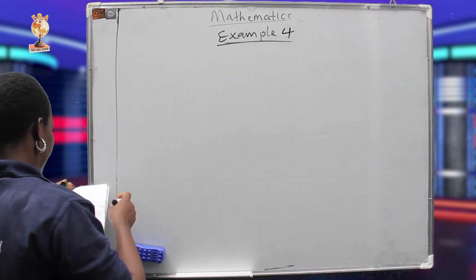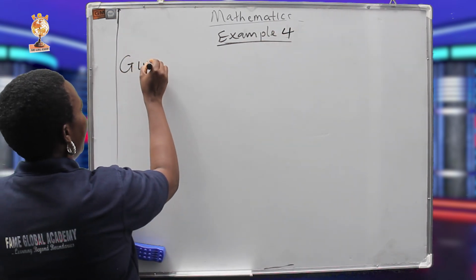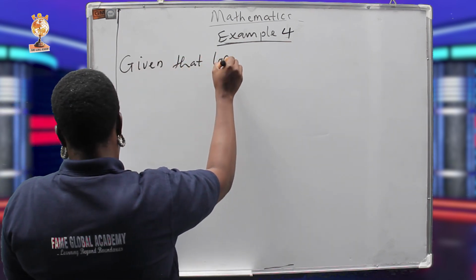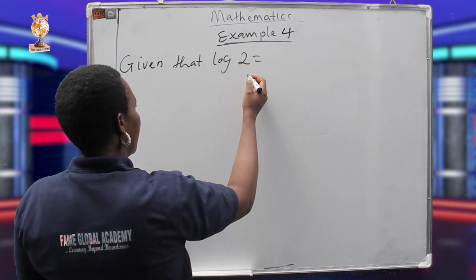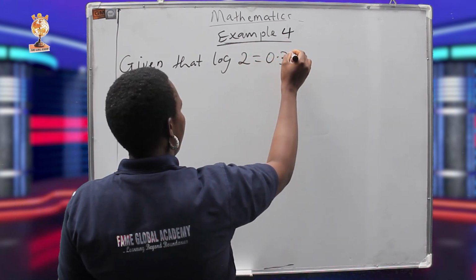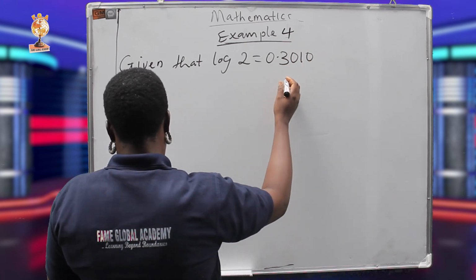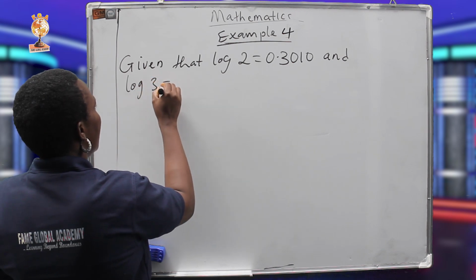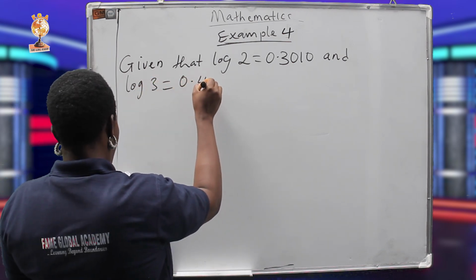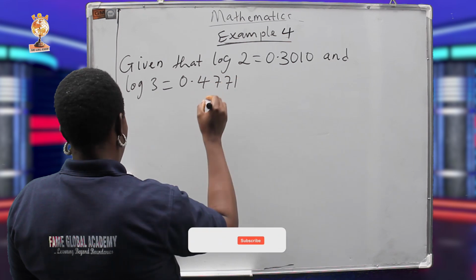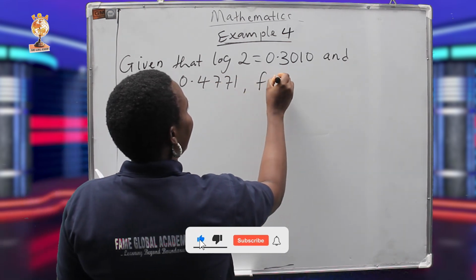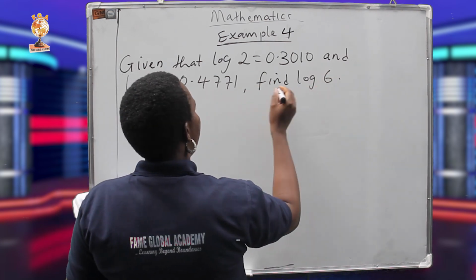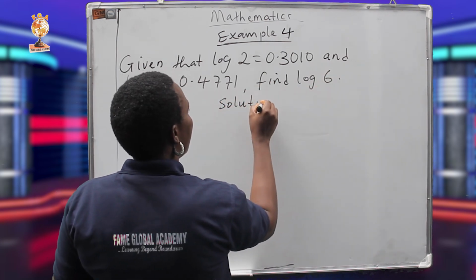Okay, so example 4 says that given that log 2 is equal to 0.3010 and log 3 is equal to 0.4771, find log 6. That's the question. Find log 6.